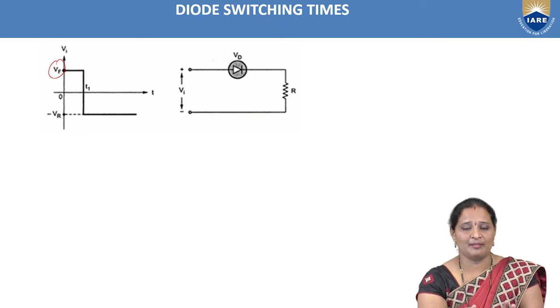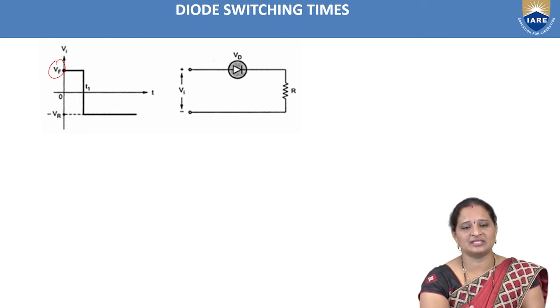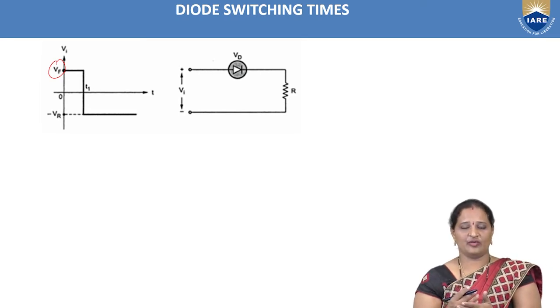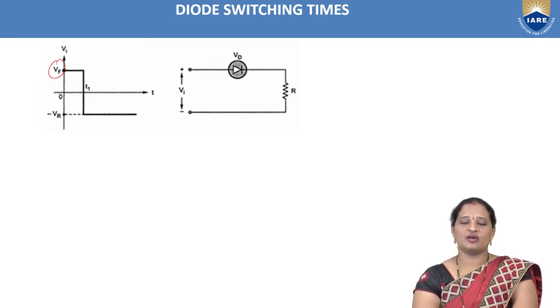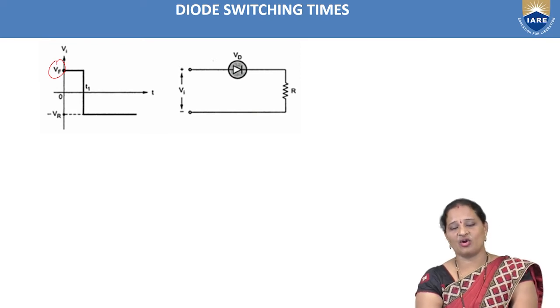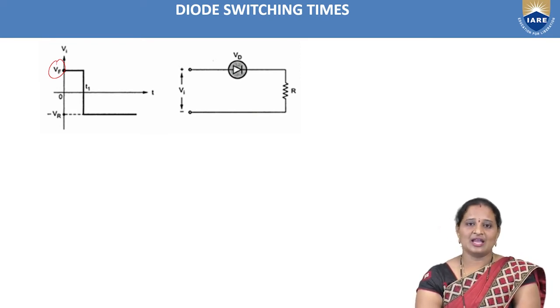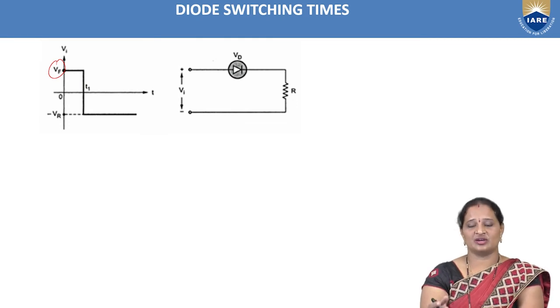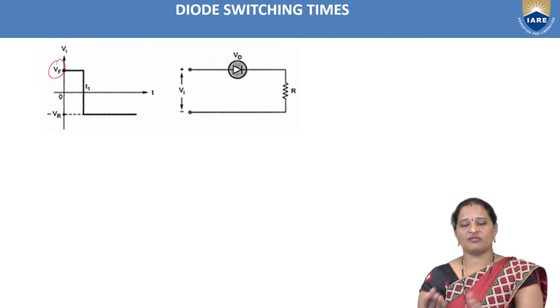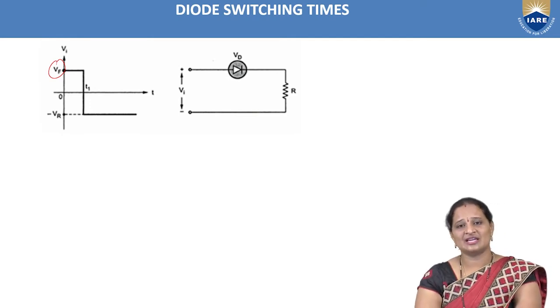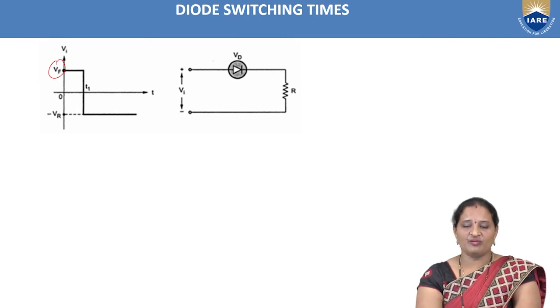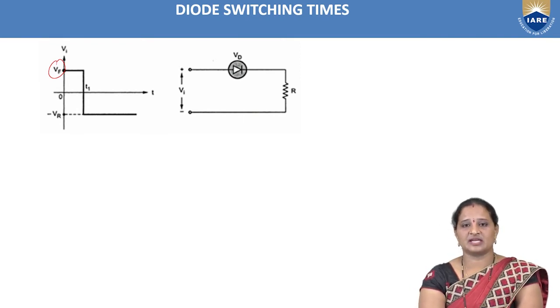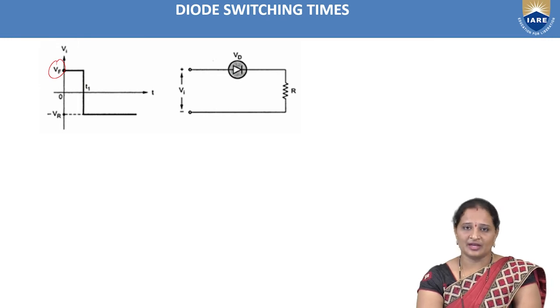But for an ideal diode, it happens that whenever the voltage changes suddenly, the diode also changes its state from on to off and off to on. But in practice, a diode requires some time to change its state from on to off, and that time required for switching from on to off or off to on is defined as diode switching time. So now we'll analyze what happens if this kind of voltage is applied to the diode.